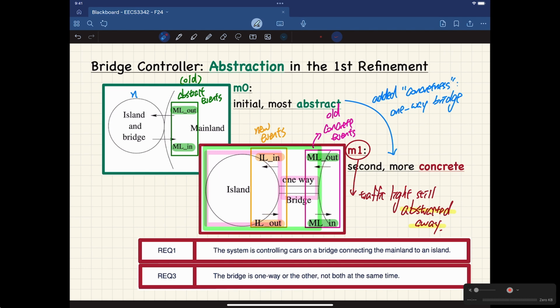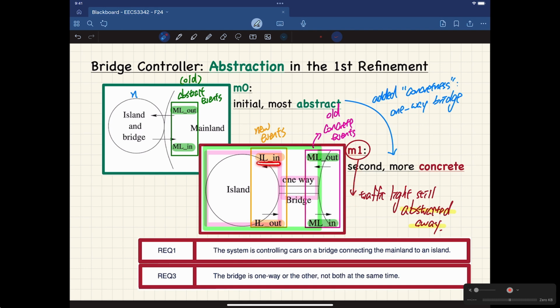There are 4 different events to really consider, especially ML out and ML in. These 2 events already exist in the initial model, so we call this pair the abstract events, or the O events. ML out and ML in are more like an overridden version of the events, like Java terminology, right? So these 2 are the concrete events, which we're going to speak more about.